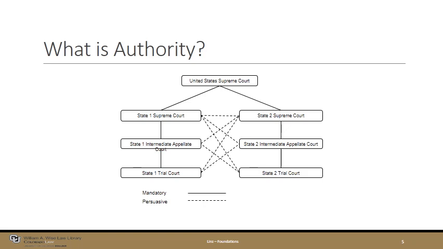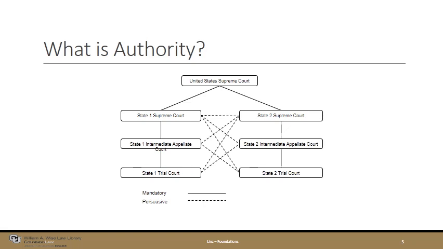So to understand why some primary authority is binding and sometimes it is persuasive, let's look at this diagram of state court systems. In this diagram we have a state 1 system and a state 2 system, each with a Supreme Court, an intermediate appellate court, and also a trial court. The rule is that state case law issued by the Supreme Court is binding on the intermediate court and the trial court within that state.